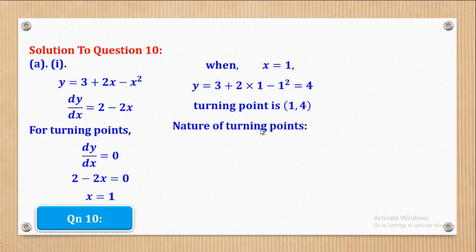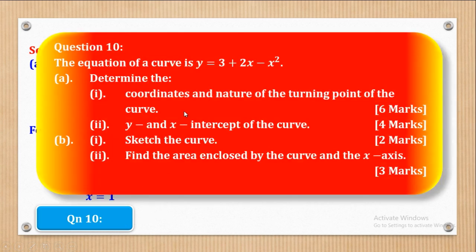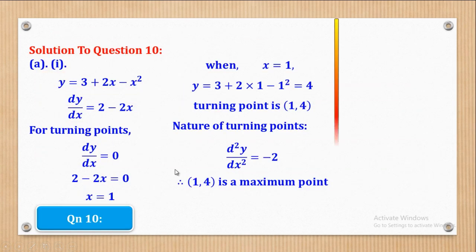Next, I have to go for the nature of this turning point. For the nature, I first have to get the second derivative. When I differentiate, differentiating 0 gives 0, differentiating 2x gives 2, but there's this minus, so it is negative. So I've got a negative value, meaning the second derivative is less than 0. When it is less than 0, it implies that the turning point is a maximum. So I've managed to get the coordinates and the nature. Therefore, I can now see how marks can be awarded.